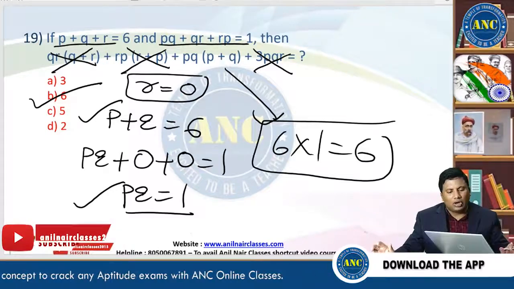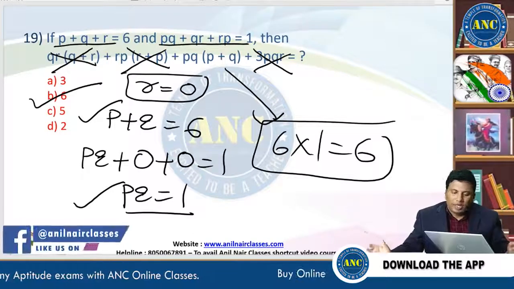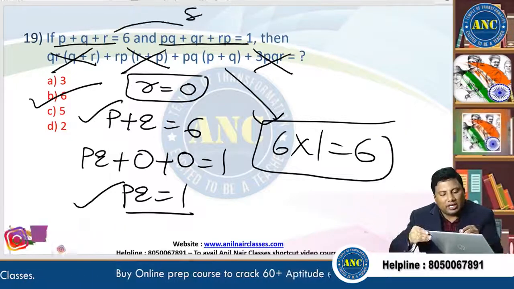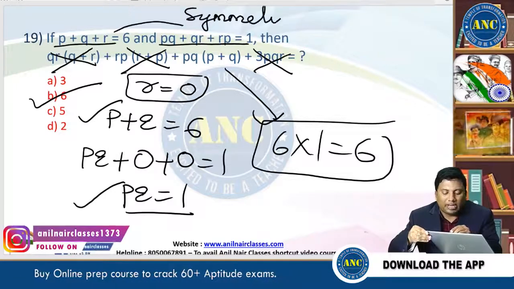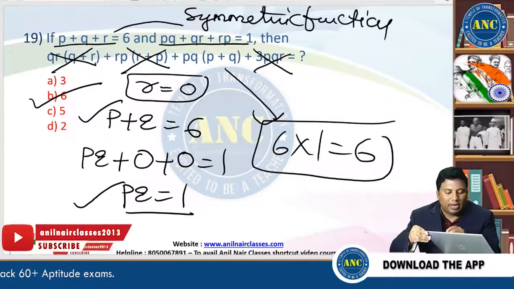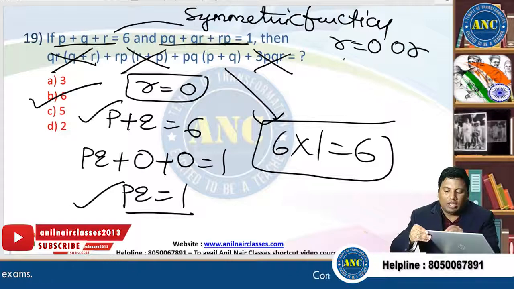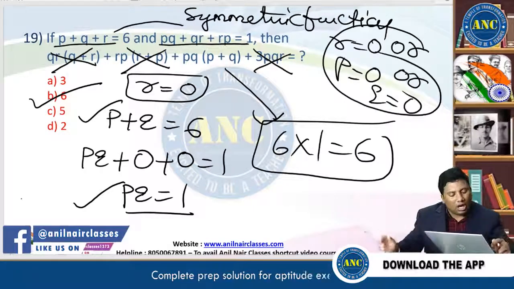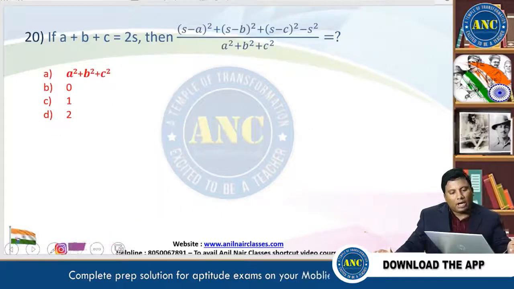Make R value 0. If you make R value 0, right answer will be... Sir, why to make R value 0? This is a symmetric function. In this symmetric function, either you can make R 0 or P 0 or Q 0. I hope it is clear.